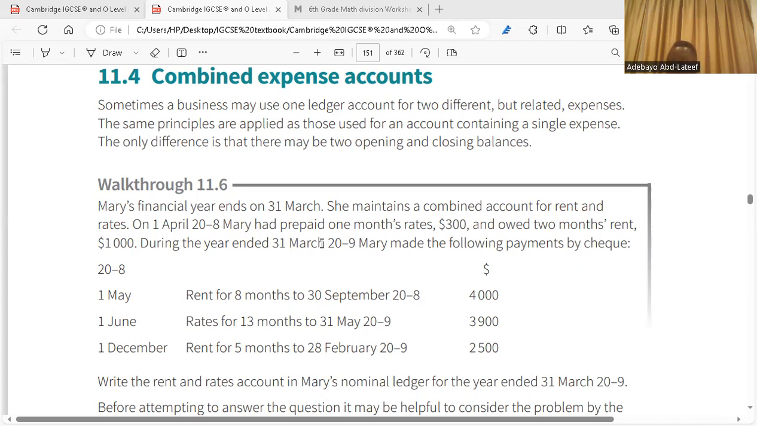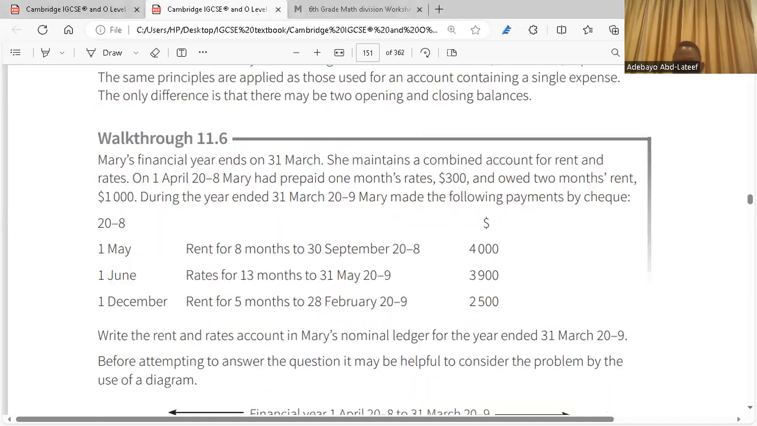Here you're going to credit your income statement for the two accounts, which is rent and rates, and you debit the expense account for the amount involved for rent and rates. So here it said, Mary's financial year ends on 31st of March. She maintains a combined account for rent and rates.